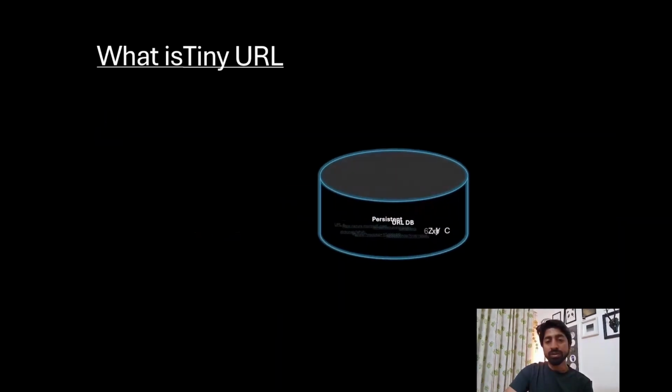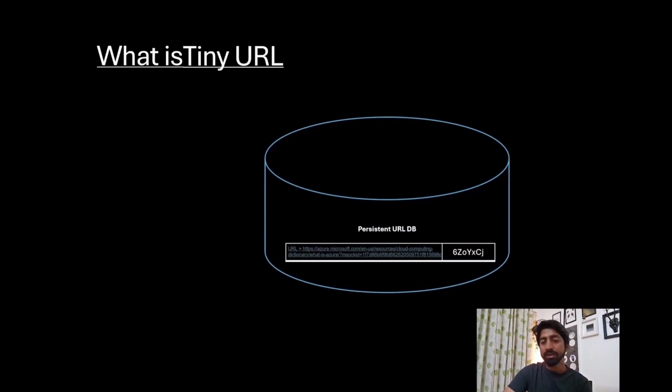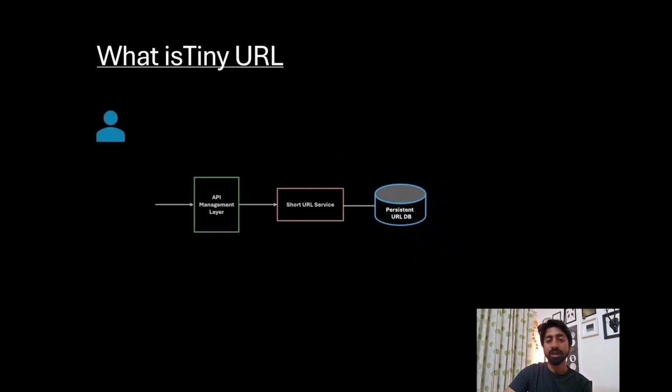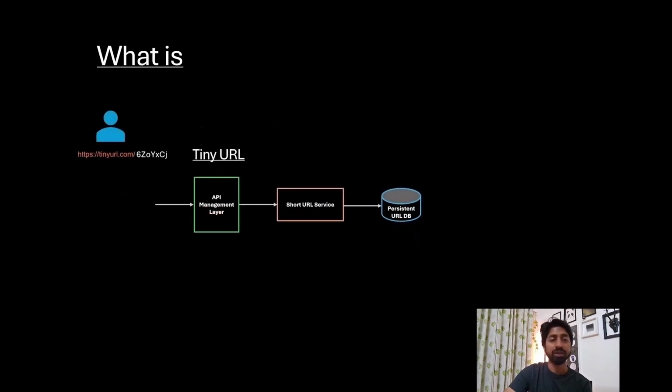So let's look at what's inside the persistent URL DB. If you see at the right side, we see a 7 character long magical string which is mapped to the actual URL, which actually generates the tiny URL that is sent back to the user. And using those 7 magical characters along with the tiny URL, whenever a user makes a request, it actually gets redirected to the actual URL.